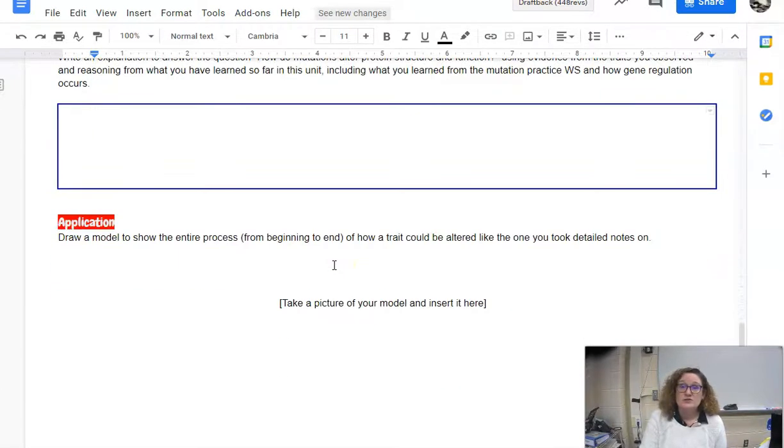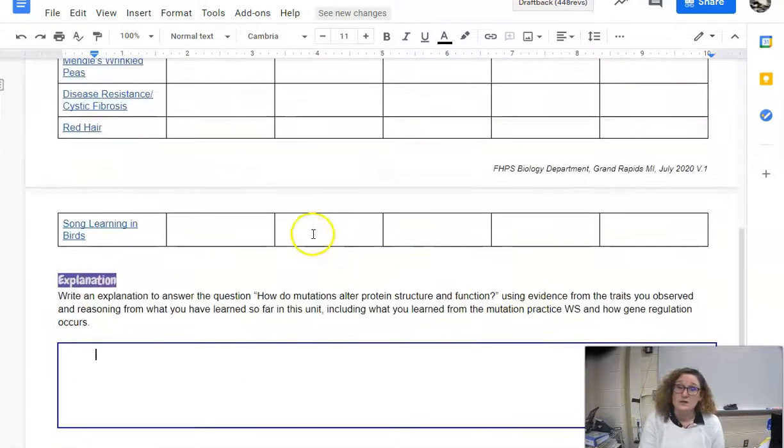And then what you're going to do is draw a model or create some sort of diagram to show this whole process. So the idea of going from DNA to a trait and what's happening along the way: thinking about the DNA to the transcription, the translation, the protein structure, and then how maybe it could then be altered, like the one that you looked at up here.